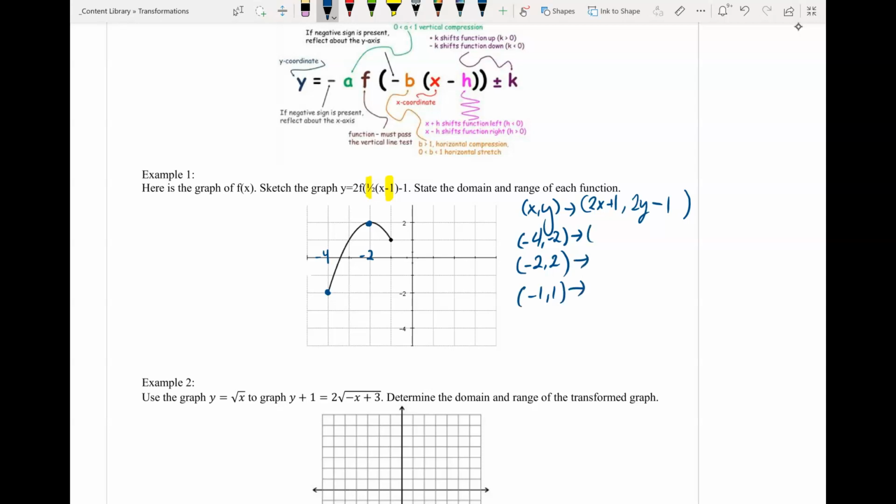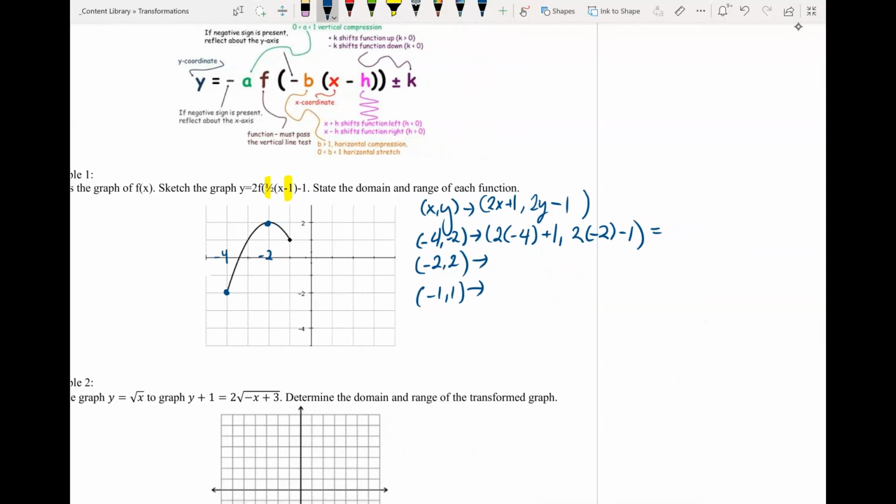We're going to put it into our transformation point. So that's 2 times the x value, which is -4, plus 1, and 2 times our y value, which is -2, minus 1. So that's going to be -8 plus 1, which is -7. 2 times -2 is -4, minus 1 is -5. So that is our new point.